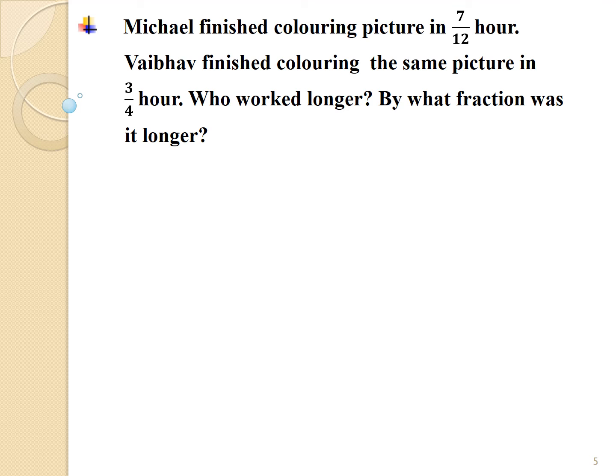Now, sum number 8. Michael finished coloring a picture in 7 upon 12 hour. Vaibhav finished coloring the same picture in 3/4 hour. Who worked longer? By what fraction was it longer? Students, in this question, it is given that Michael finished coloring the picture in 7 upon 12 hour and Vaibhav finished coloring the same picture in 3/4 hour. And we have to find out who worked longer.